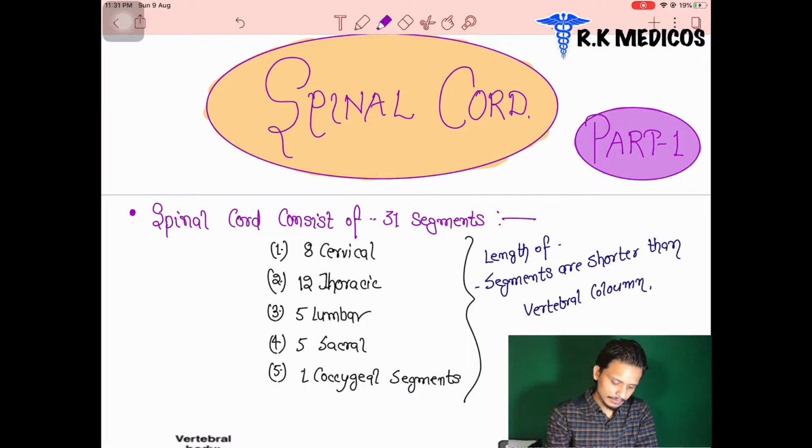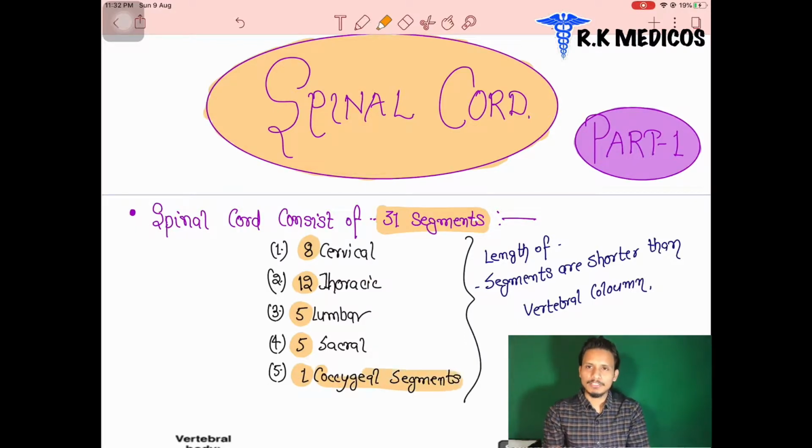We can see here, they consist of 31 segments: 8 cervical, 12 thoracic, 5 lumbar, 5 sacral, and 1 coccygeal. These are the segments of a spinal cord, which is present in our spinal canal. The spinal cord is shorter than the vertebral column. The vertebral column is basically made up of bones, that are vertebrae. So inside the vertebral column the spinal cord is hanging down.